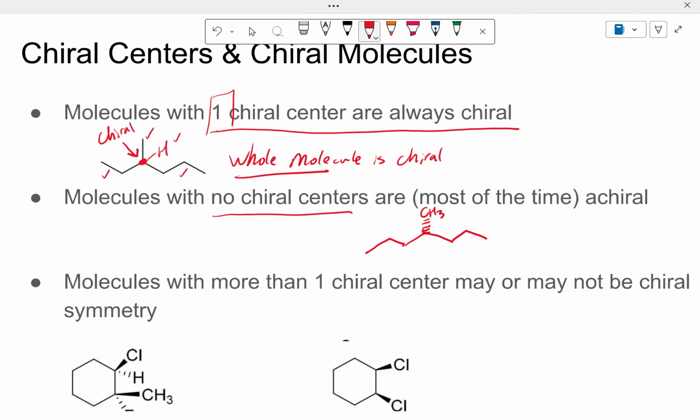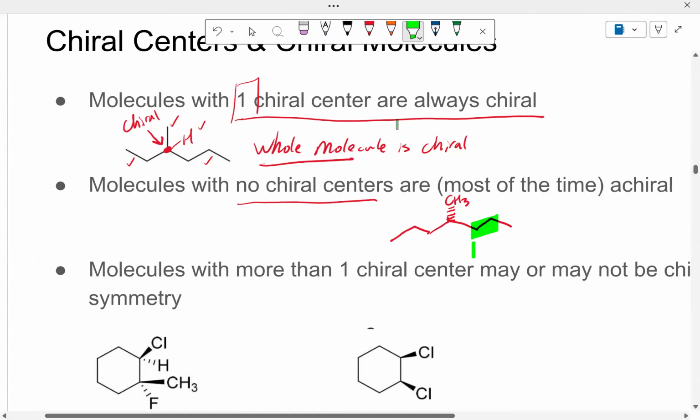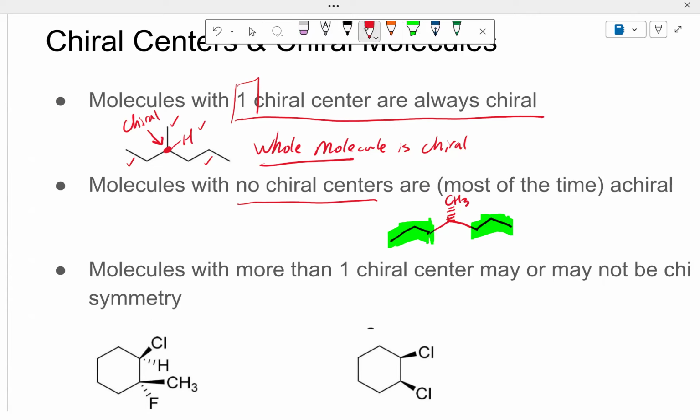Because if I look at this, on one side there is a propyl group. On the other side, there's a propyl group. Two of the same group means that carbon is not chiral. And so the whole molecule, because there aren't any chiral centers, is achiral.